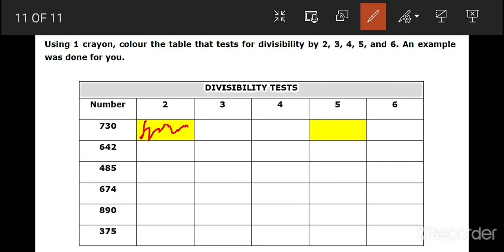Why did I not shade the 3 here? Why? Because if I add 7 plus 3 plus 0, it's 10. And if I do skip counting, 3, 6, 9, 12, I was not able to mention 10. So I just leave it blank like that. The same is true with 4. It's not divisible by 4. And it is divisible by 5 because it ends in 0. So I was able to shade it. And it's not divisible by 6. Okay? So just like that. So you do the shading with this table.